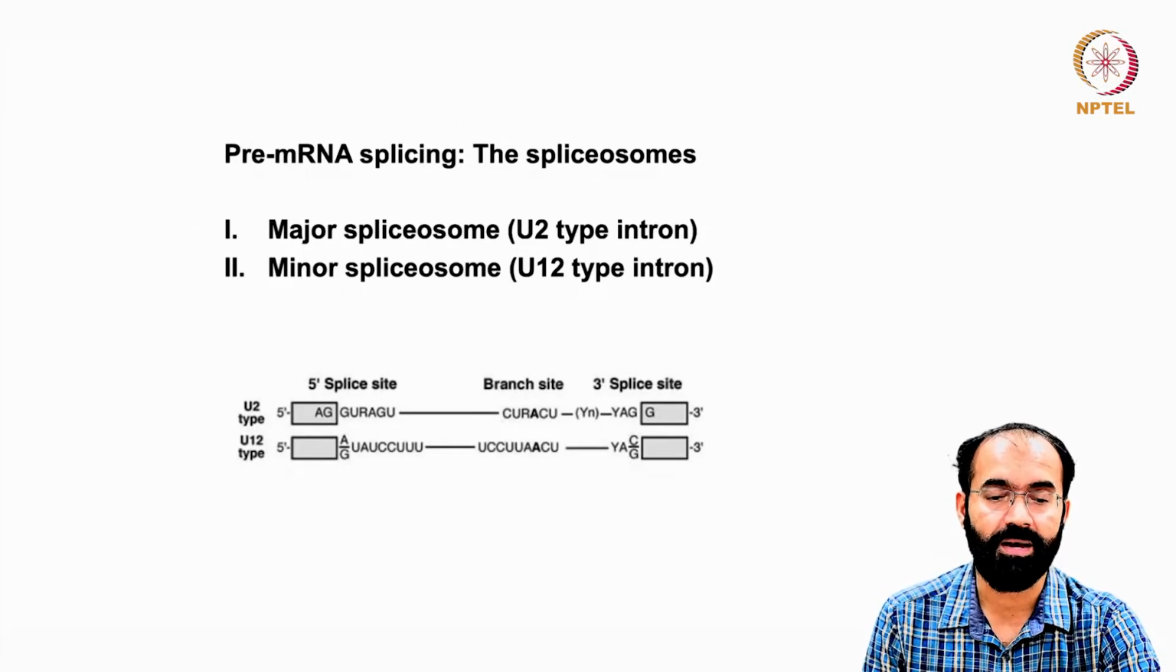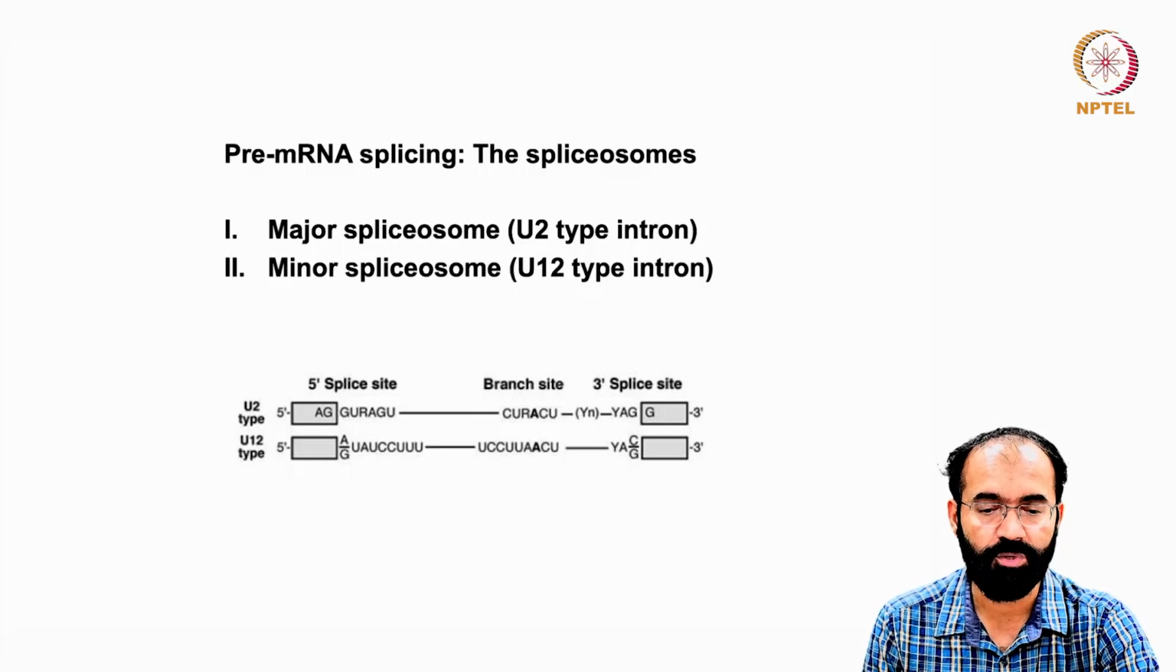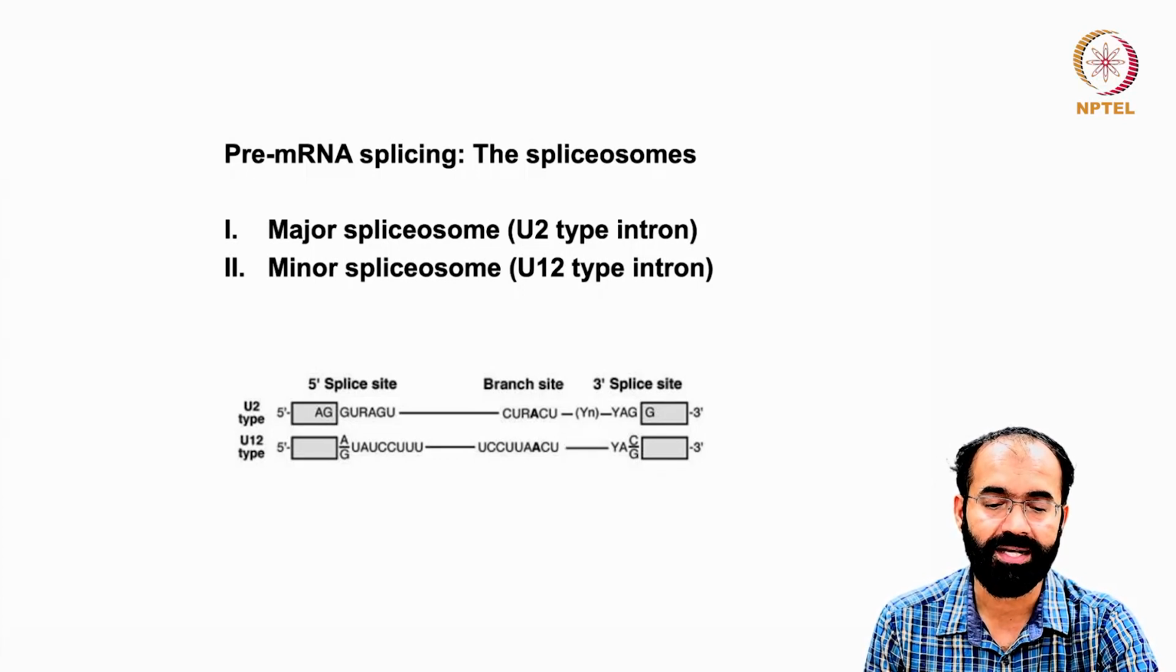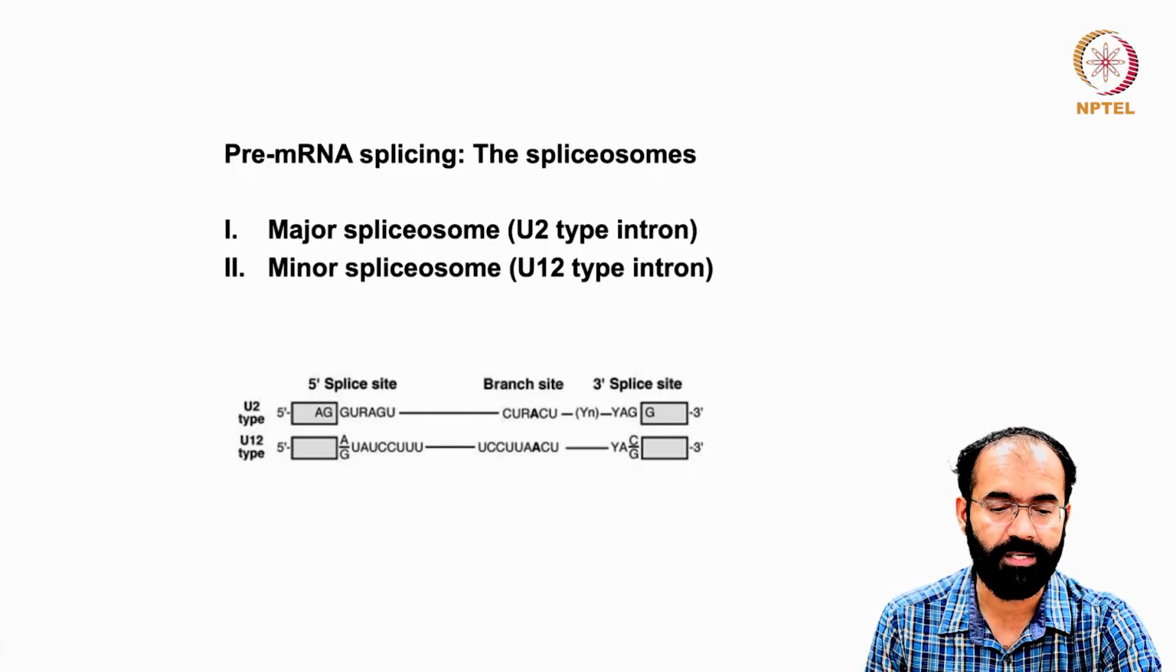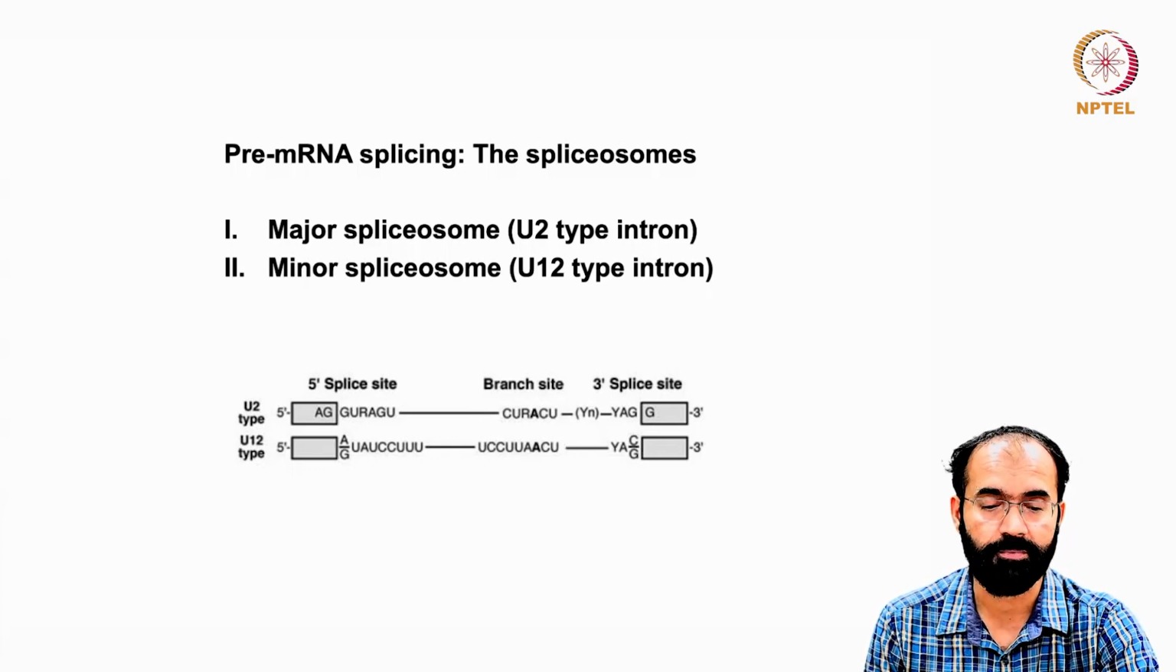So, coming back to pre-mRNA splicing, the major spliceosome, as you have seen, uses the U2 type intron, and the minor spliceosome uses the U12, and otherwise they are basically the same. U2 and U12 are the same, except that in the U2 type, which is the major spliceosome, you have the sequence GU, RA, GU in the 5' splice site, and in the branch site you have CU, RA, CU, and you have a polypyrimidine tract, and you have YAG, and then the second exon.